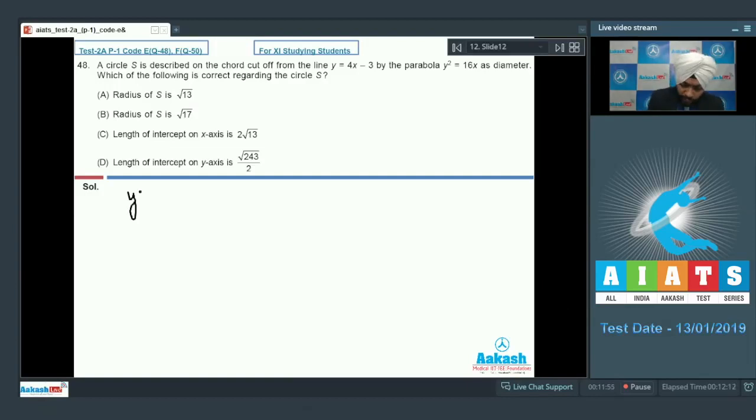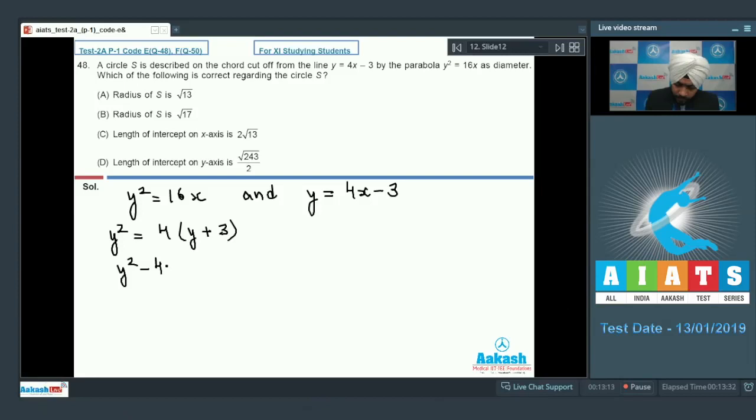So obviously you have to solve y square equal to 16x and y equal to 4x minus 3. You have to solve these two. So putting the value of 4x from here, y square is equal to 4 into 4x, and that is y plus 3. So y square minus 4y minus 12 equals 0. That means (y minus 6) into (y plus 2) are the factors. So either y is 6 and the corresponding value of x is 9 by 4.